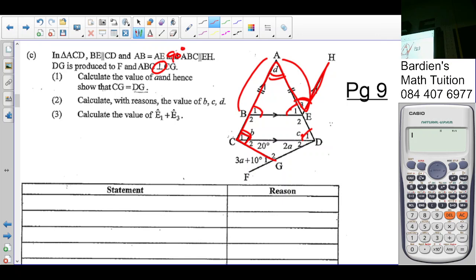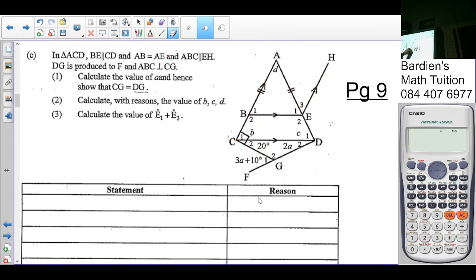So the first question says calculate the size of A and hence show that. So let's calculate the size of A first. So we're looking at A, as you can see here. That's your exterior angle of that triangle. So exterior angle is equal to the sum of the two interior opposite angles. Okay? So let's go with that.